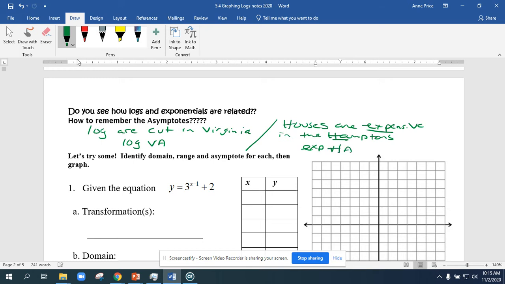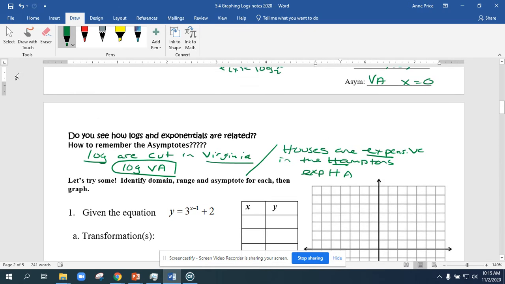But if you can remember one, then you may not need to remember that houses are expensive in the Hamptons. Just logs are cut in Virginia are going to maybe be a good way to remember logs have vertical asymptotes at x equals 0. You do not have to memorize it this way. It just was helpful for that student, so they shared it with the class. And if you can come up with a better one, by all means, shoot me an email, and I'd be happy to add yours to the list of ways to remember how logs and exponents are related and which one has which type.